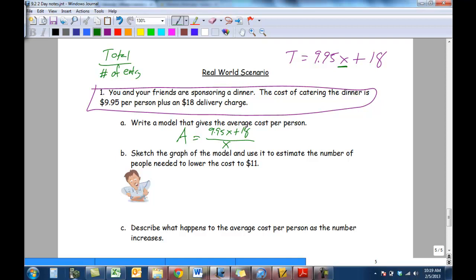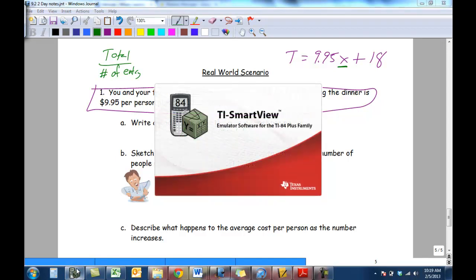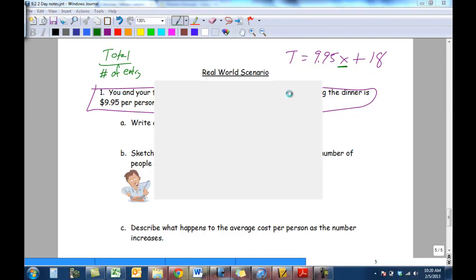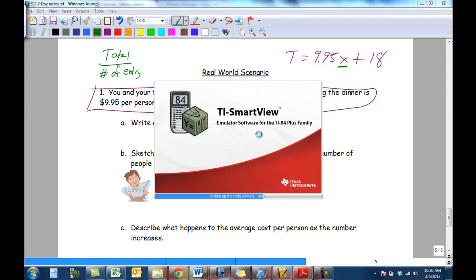All right, so the next part, get out your calculator. I forgot to open mine, so this will buy you a minute. And we're going to graph this. Now, we might have to adjust the window. Think about it. If nobody comes to this party, how much is this going to cost us? Well, $18, right? So our -10 window is probably not going to work. But let's not get ahead of ourselves. Let's graph this here. As soon as this opens.